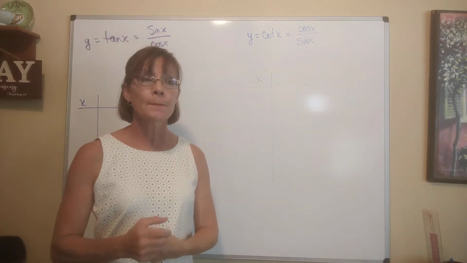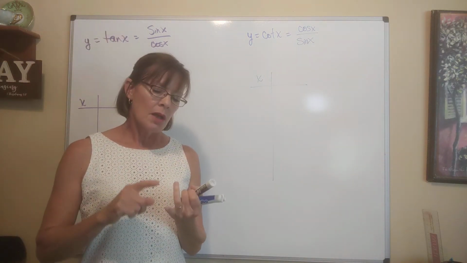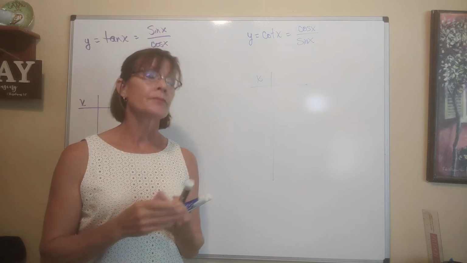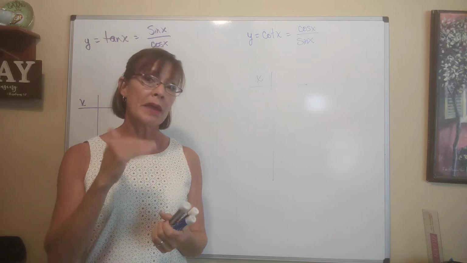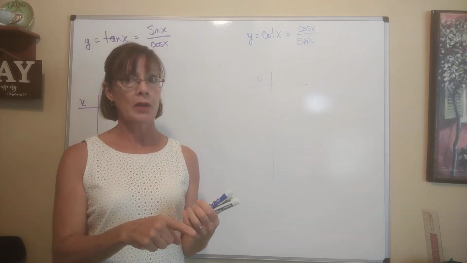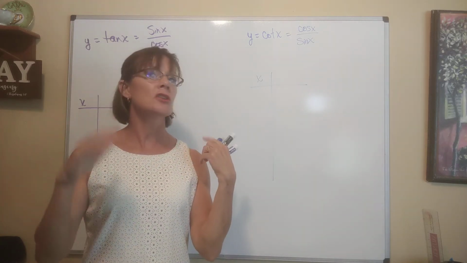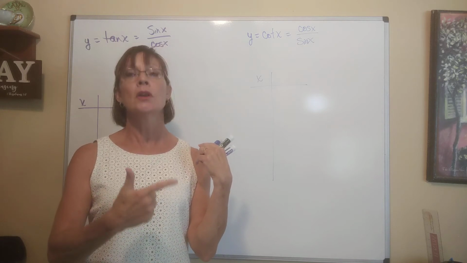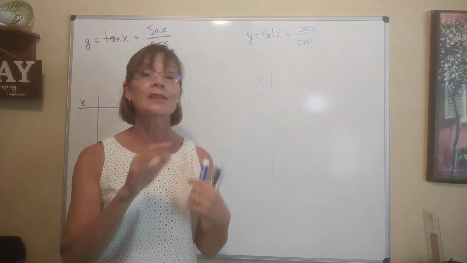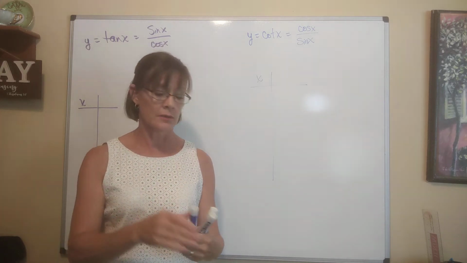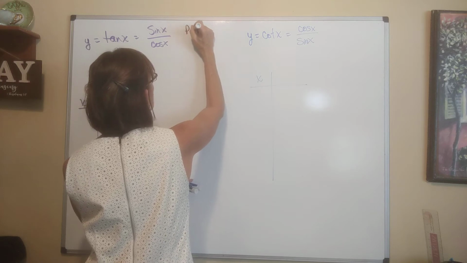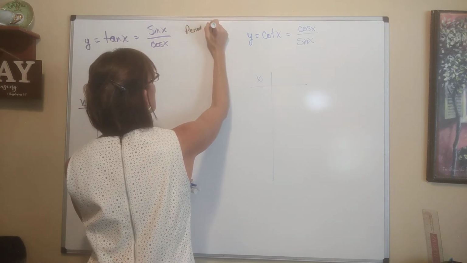Their period is not 2 pi. So sine and cosine, the period of those is 2 pi all the way around the circle. Secant and cosecant are based off of sine and cosine, so their period is also 2 pi. Tangent and cotangent, you only have to go halfway around the circle to start to repeat the pattern. So their period's only pi, halfway around. So this is the difference. The period for both of these curves is pi.